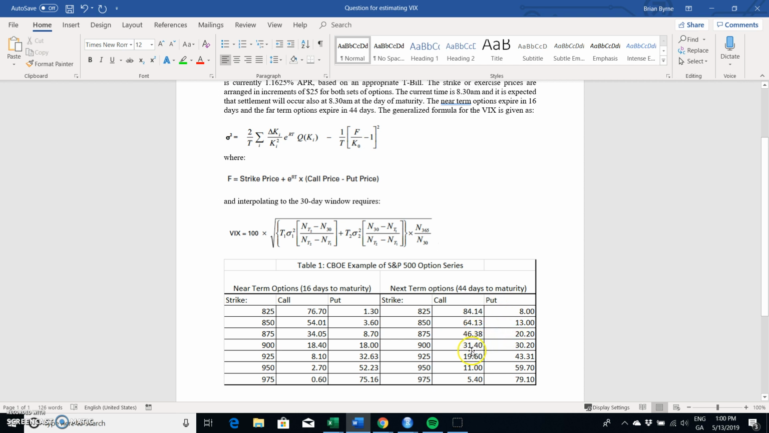So 3140 minus the 3020, the difference between those two values is 120. It's much greater here, the difference is greater here, minimized here. So K0 is 900. Likewise, here the difference is 40 cents, much bigger otherwise outside. So the relevant K0 here is 900.